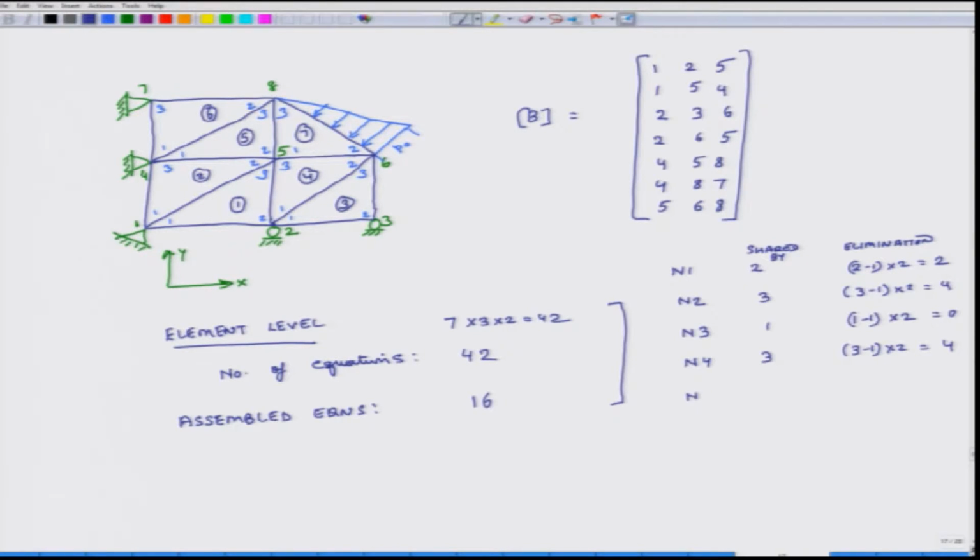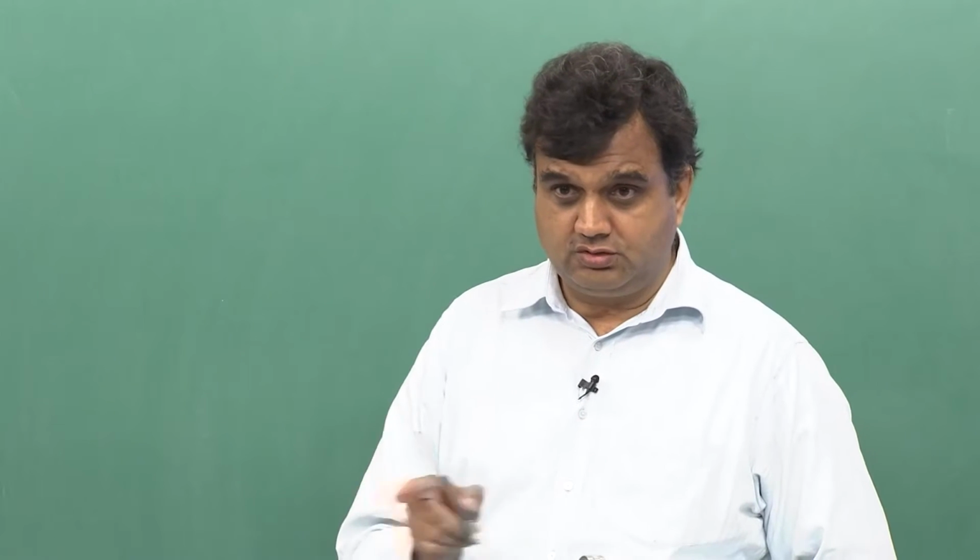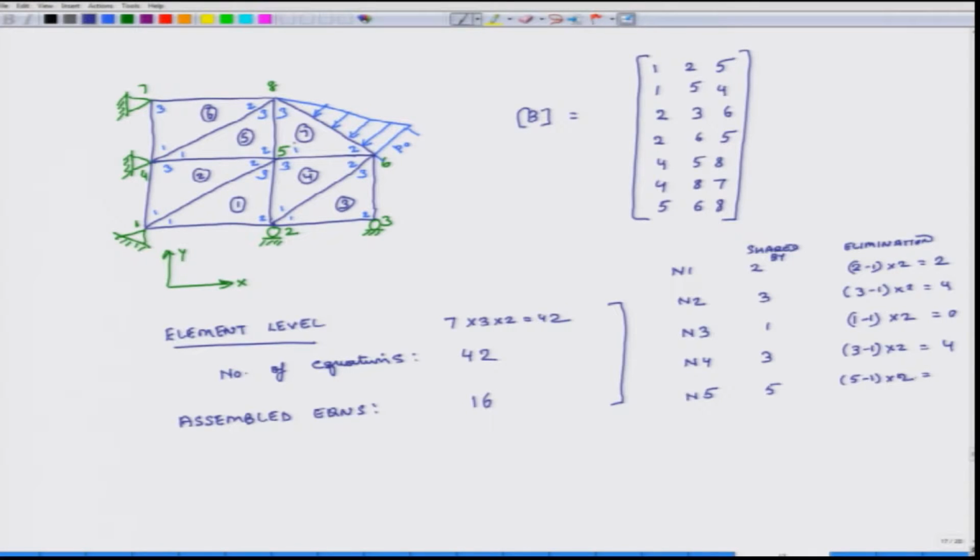Node 5 is being shared by 5 elements, 1, 2, 3, 4, 5. So, it is 5 minus 1 times 2. Why am I multiplying it by 2? Because there are 2 degrees, two equations, right. So, that is why 5 minus 1 into 2 is 8.